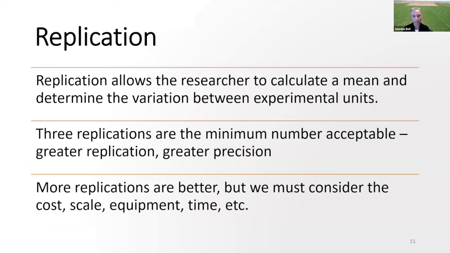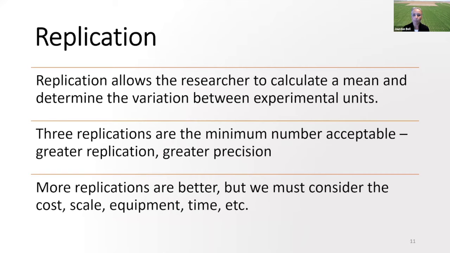So when we talk about replication, of course, this is something that allows the researcher to calculate a mean and determine the variation between experimental units. And so this, first and foremost, is what really does differentiate an applied research project from a results demonstration. When you have just a side-by-side comparison between two treatments, you are not able to calculate a mean. You are not able to determine if there is statistical variation between those experimental units. So replication is what gives your research project power.